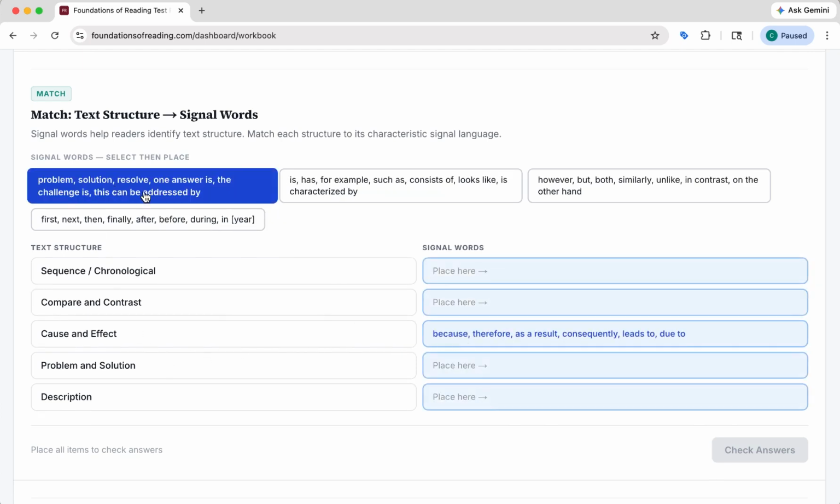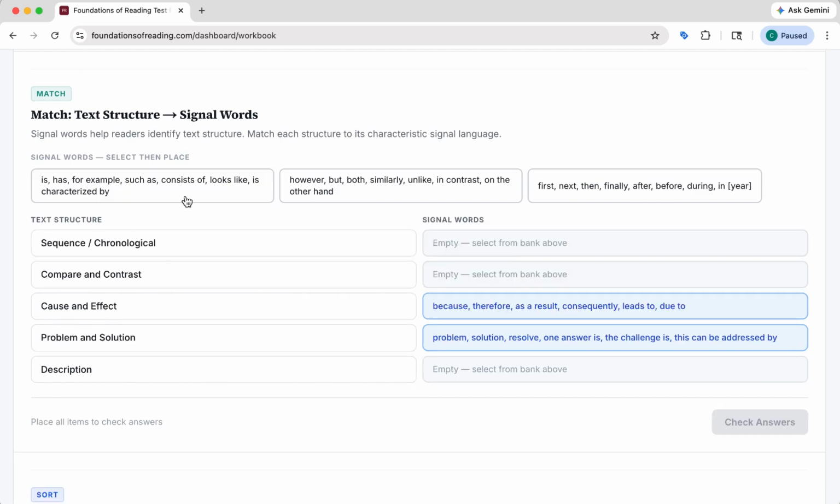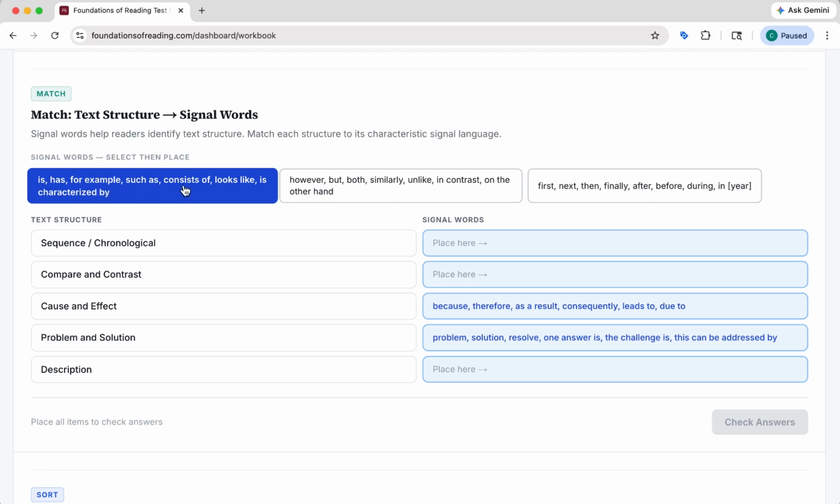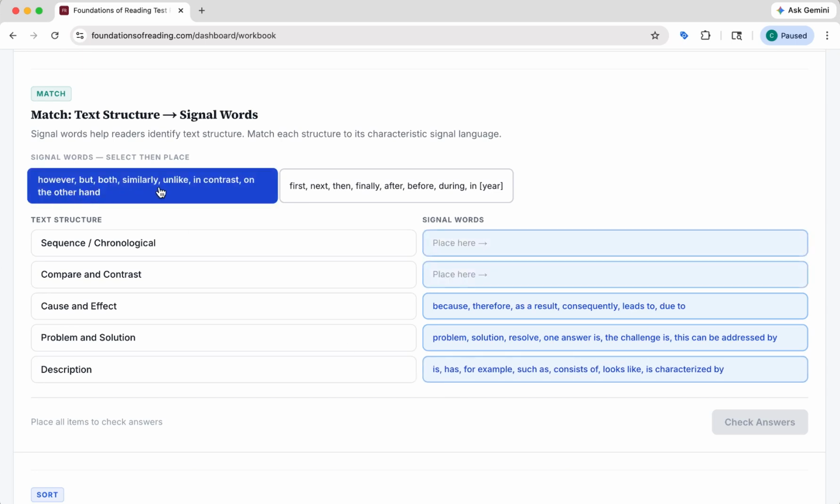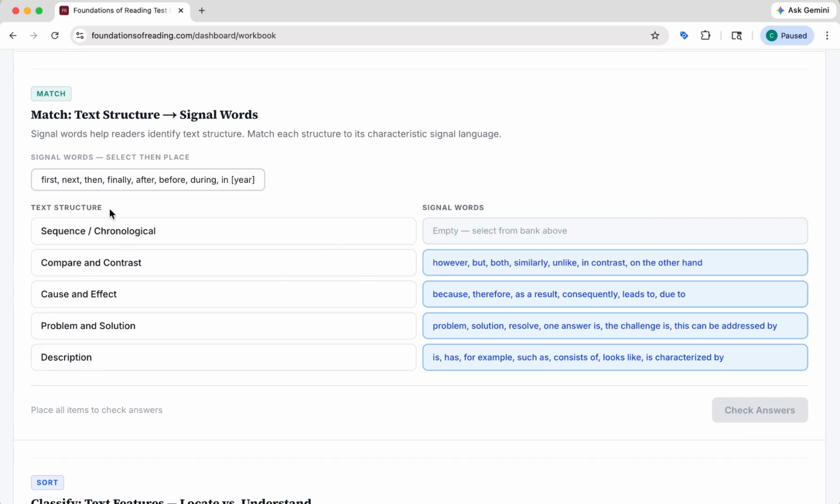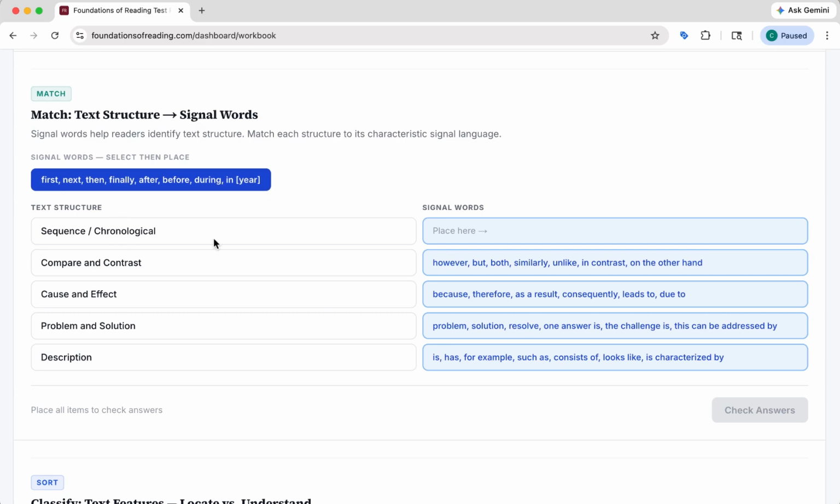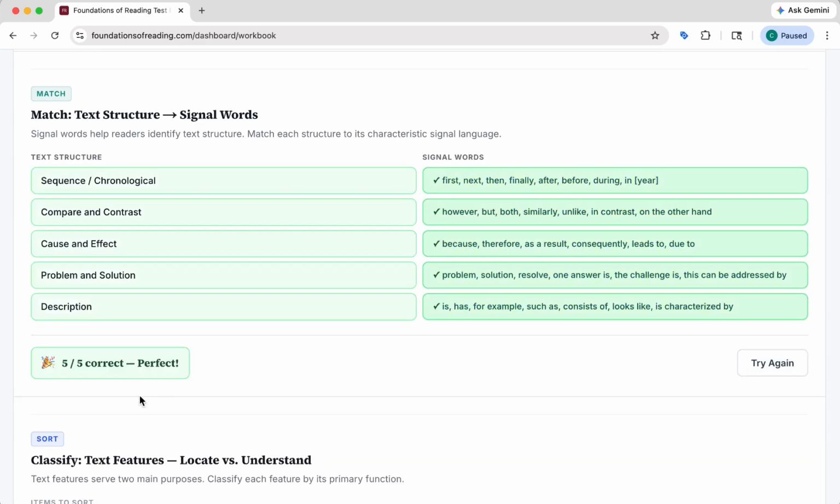Next up, problem, solution, resolve, one answer is. So notice how these are the signal words. And which signal words does this match with? That would be problem and solution. Is, has, for example, such as, consists of, looks like, is characterized by. Sounds like a description. However, but, both, similarly, unlike, in contrast. So however makes me think compare, contrast. First, next, then, finally is sequential. And let's check it. 5 out of 5.